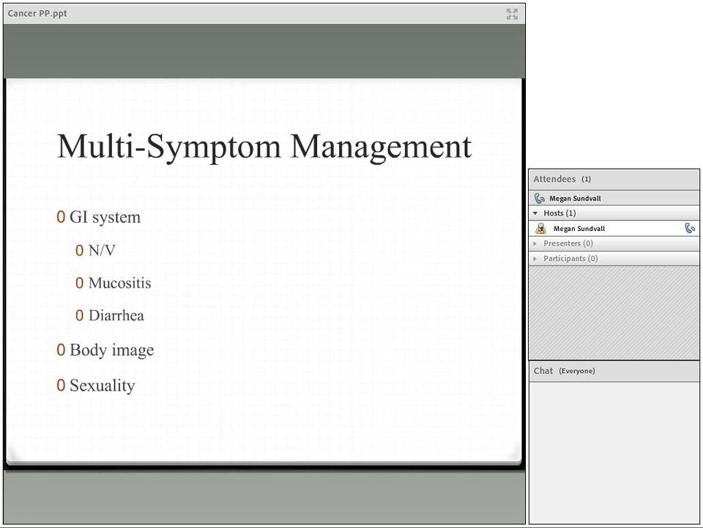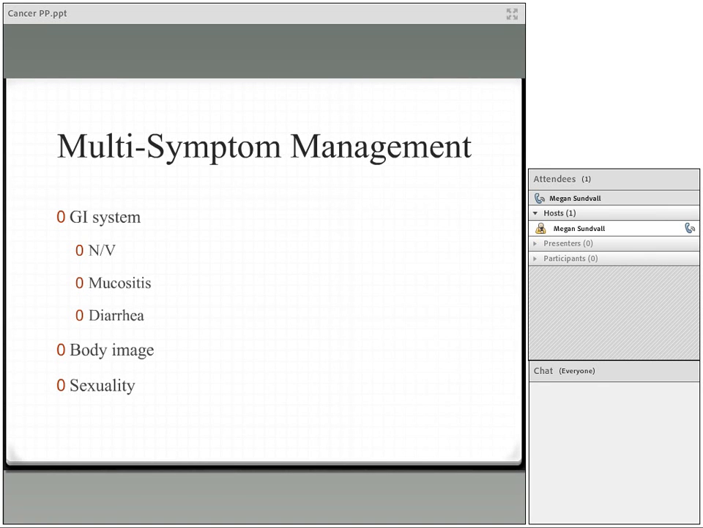Body image is important to discuss and focus on. Hair loss, wounds, amputation, weight gain or loss, fluid retention, and edema can all affect someone's understanding or process of body image. So make sure you're addressing the emotional concerns and issues and finding resources to help them out.